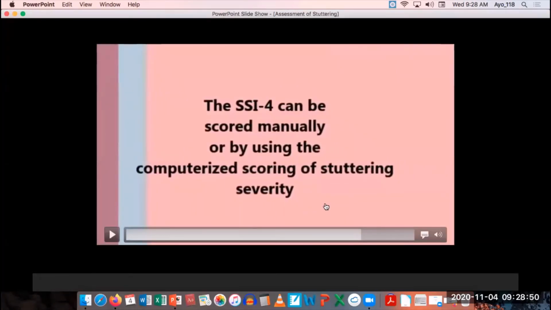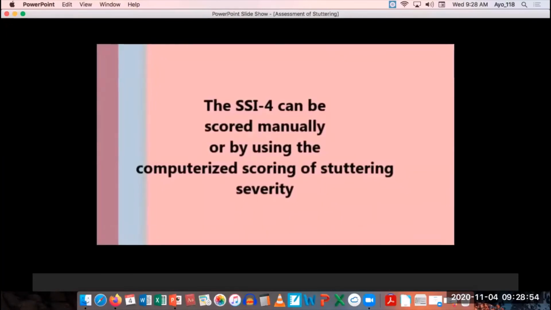I'm going to stop it right there, because this last part talks about how there is a CD that comes with the test that you can use to score it with a computer, but y'all aren't going to be doing that.